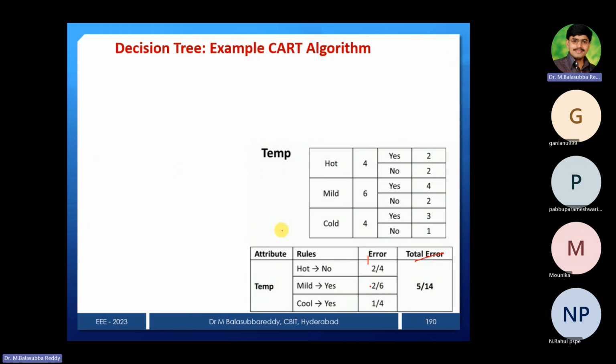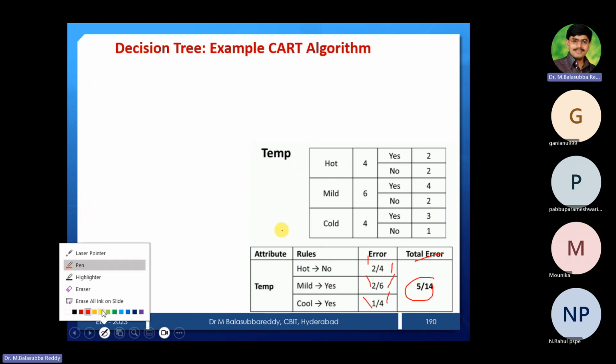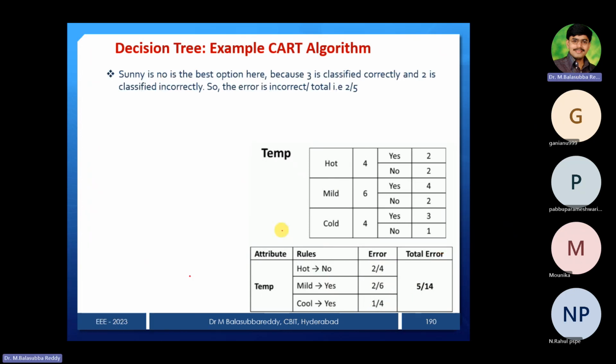This is 2, this is 2, 4. This is 1, 5. So this is a 5 by 14. Why 14? 6 plus 4 plus 4. This is a 14. Similarly, you can go for it, as I mentioned, Sunny is no, the best option here, because 3 classes are classified correctly and 2 classified incorrectly.